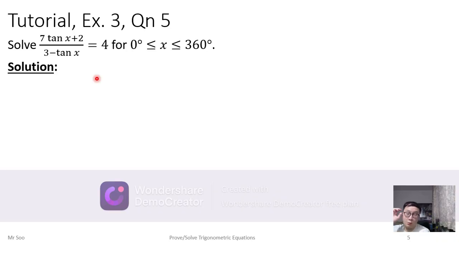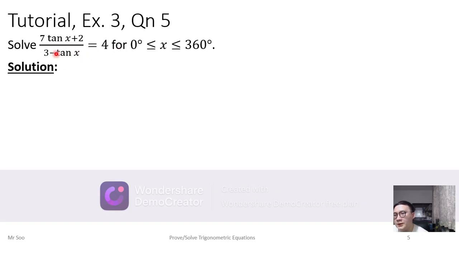In this case, at one look at this expression, I do not need to use any form of identity, because here I only have tangent x. It's not like I have tangent of x plus y, or tangent 2x, or cosine 2x, or sine 2x, that kind of thing. So I don't need to use any identity. My left hand side is a rational function, and rational means fraction.